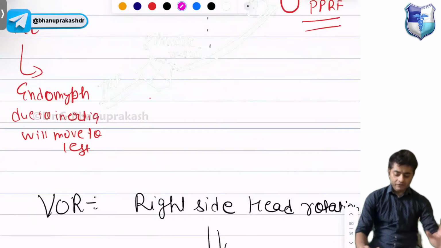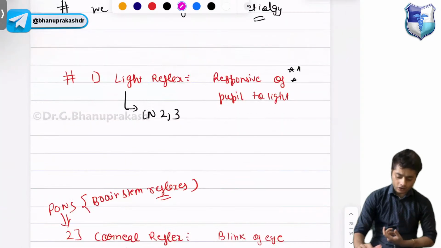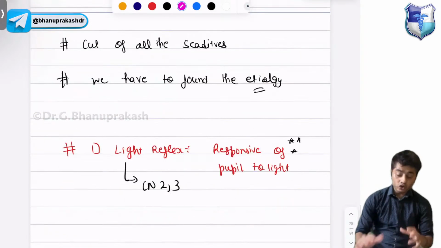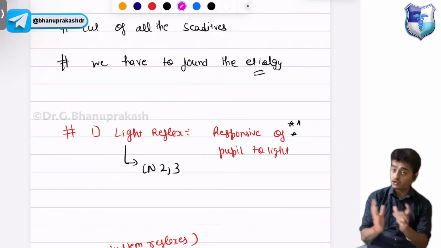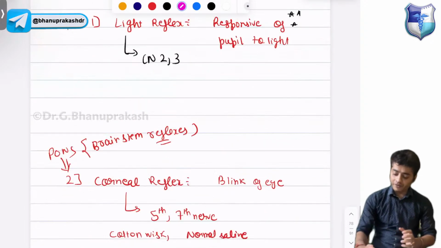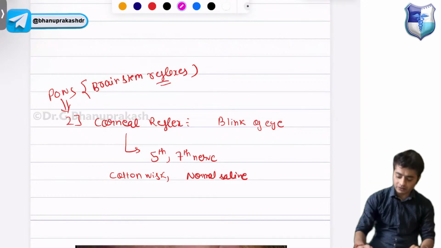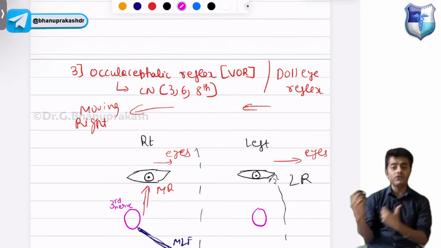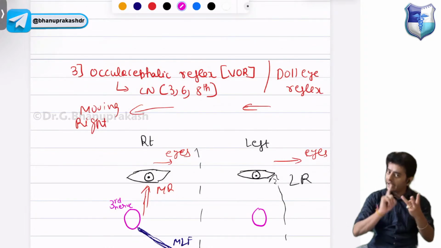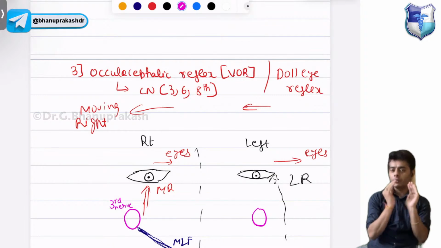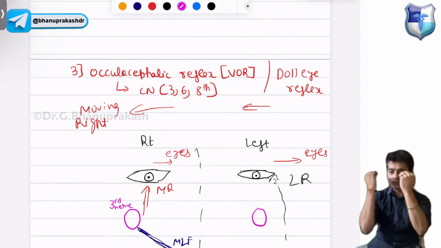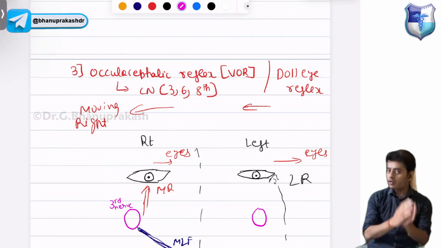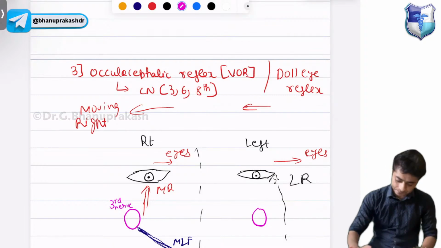So here we will revise all the neurological examination. First, we understand that we should expose the limb for caution. We will do all the reflexes related to brainstem. That is your light reflex, involving nerve 2 and 3. We will do corneal reflex for fifth and seventh nerve by touching the cornea with the help of cotton wisp or normal saline. Or we can do the most important reflex, that is the vestibulo-ocular reflex, which is mediated by third, sixth, and eighth cranial nerve. That is, in a normal patient, when brainstem is intact and you move your head to right side, your eyes will go to left side. But if there is damage to brainstem, when you rotate your head to right side, eyes will also go to same side.